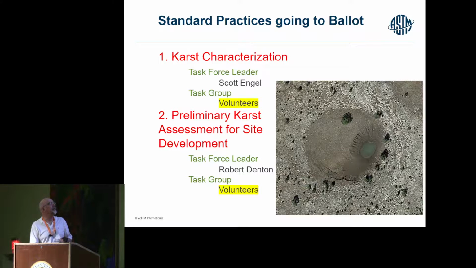The karst characterization, Scott Engel, I've been working with him on that. And we're always looking for volunteers to help out on that. This is basically a type 1 investigation, which you already talked about. And then, again, Robert Denton's talk is type 2, so it's part of the Department of Redundancy Department.